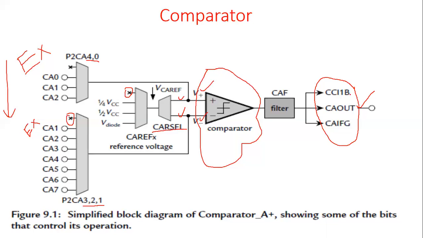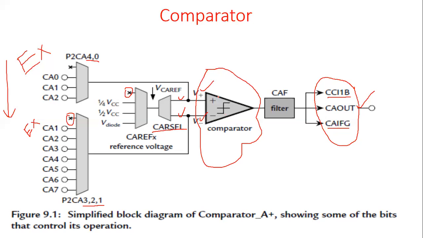Another one, which we have already studied, is in timer A, the CCI, that means capture compare input 1B. That is used as an input for timer A as capture compare input 1B, and it is also used for generating an interrupt. That interrupt is called the comparator interrupt flag. Okay, so this is a simple block diagram of a comparator.